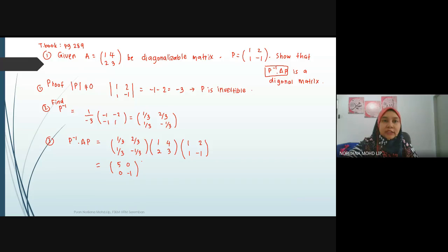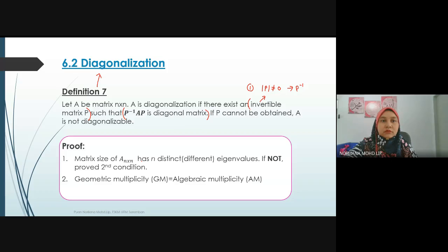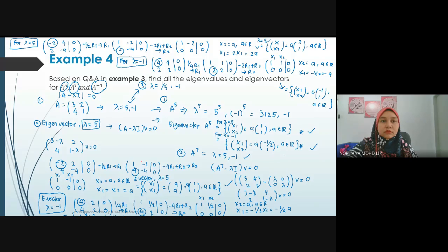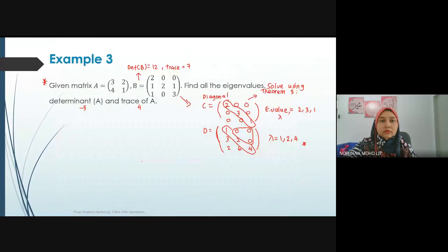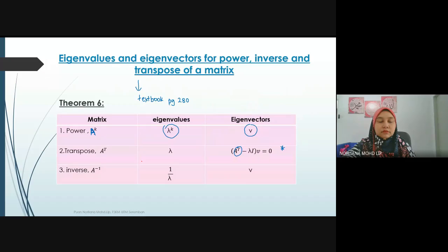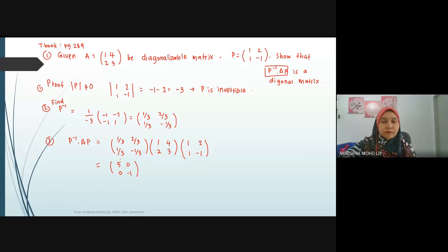Ini kita guna yang tadi kan? 1, 4, 2, 3. Contoh sama ke? Contoh lain. So ni awak akan dapat diagonal matrix lah. 5, 0, 0, 1. This is the diagonal matrix.